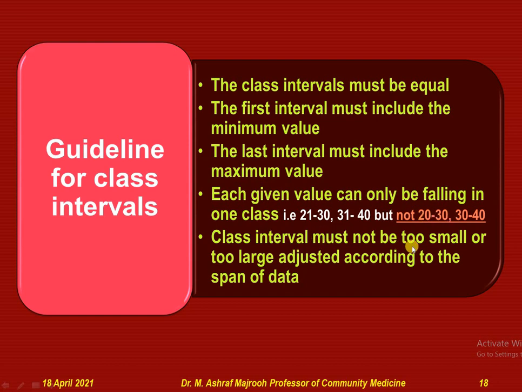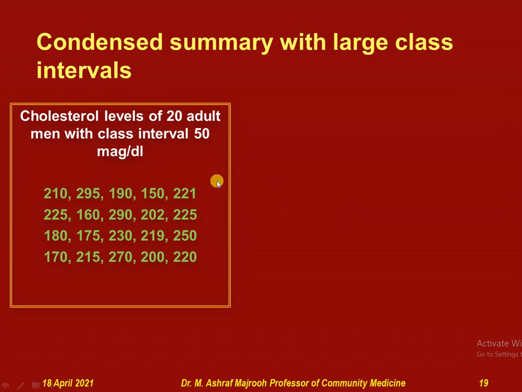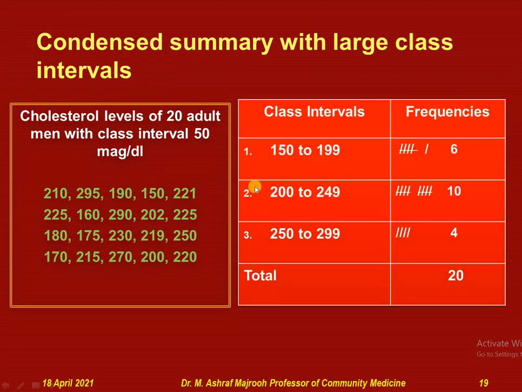The class interval must not be too small or too large, and must be adjusted according to the span of the data. So these are the key guidelines for the generation of class interval. If we look at this same data, now this data is condensed into 3 classes and it gives more appropriate summaries. Now the class width is 50 and 6 classes are merged into 3 classes, and this is the frequency table of this condensed summary of the same data.